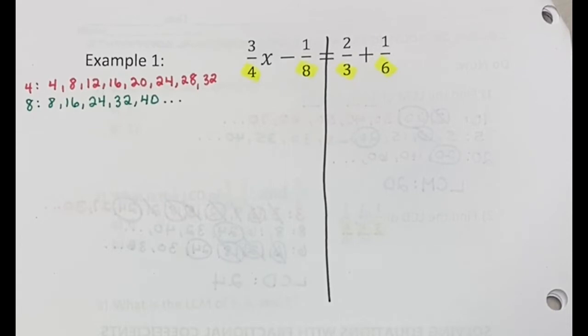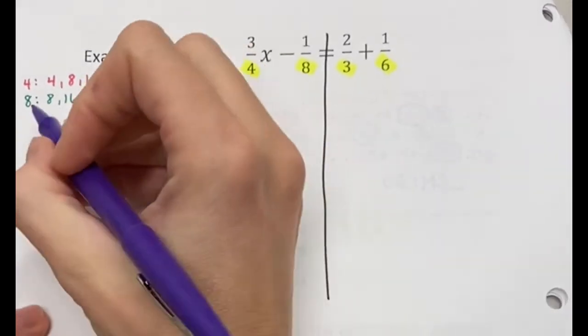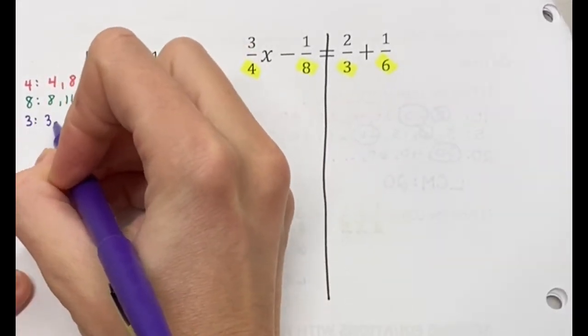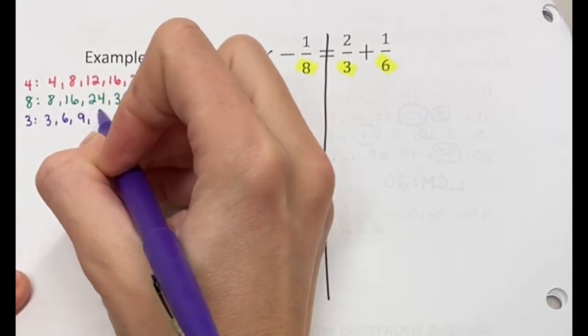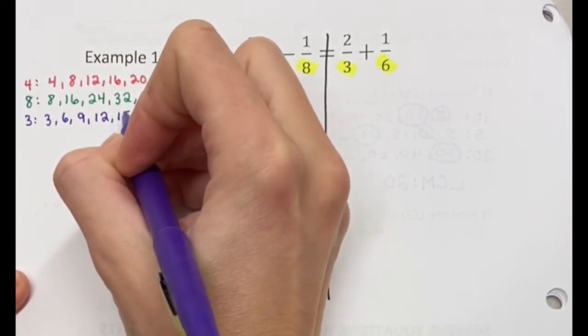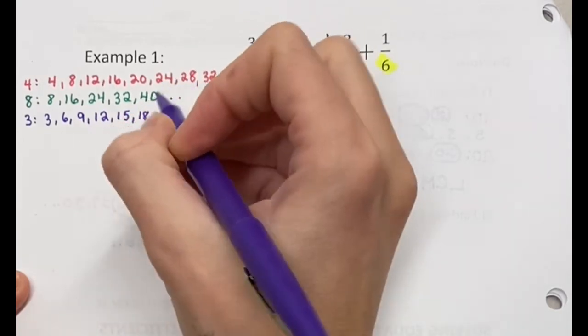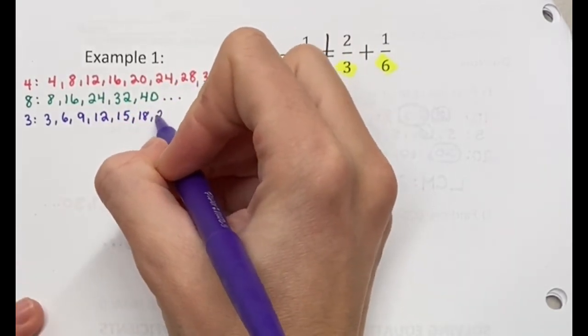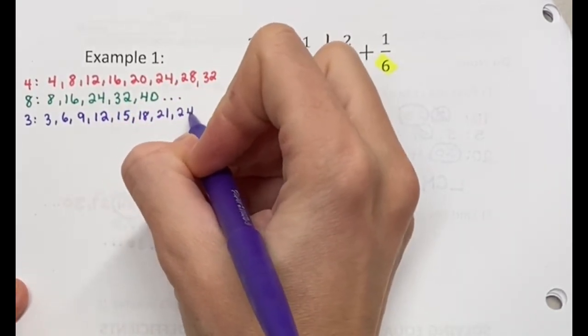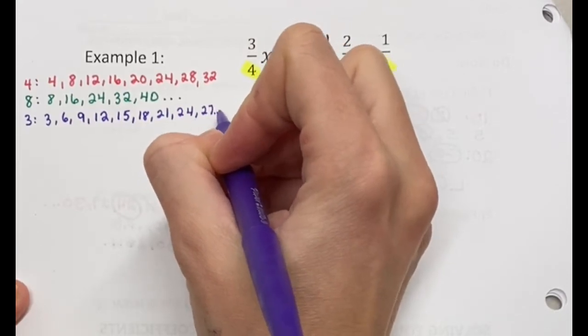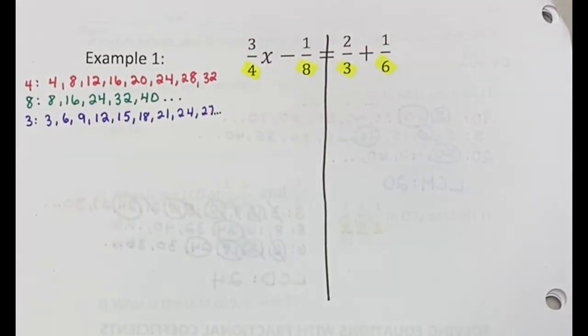Then I have 3. So I have 3, 6, 9, 12, 15, 18, 21, 24, 27, and so on. And then I have 6.